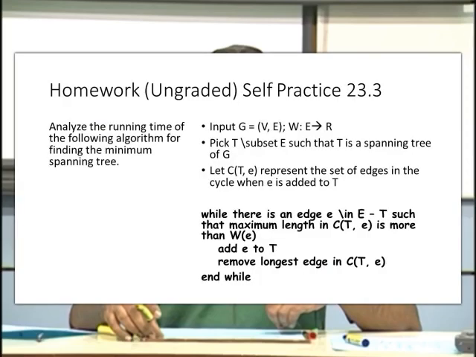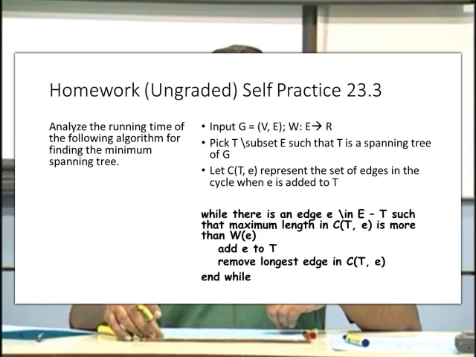Consider this algorithm that Professor Naveen just discussed: given a graph (V, E) with weights or lengths on the edges, pick a spanning tree. A spanning tree is a subset of edges, and let's say C(T, e) represents the set of edges in the cycle when e is added to T. When e is added to T, it will form a cycle, and that cycle can be represented by a set of edges.